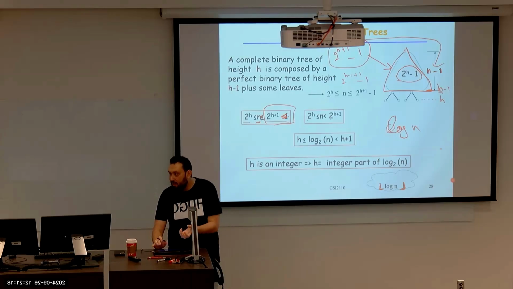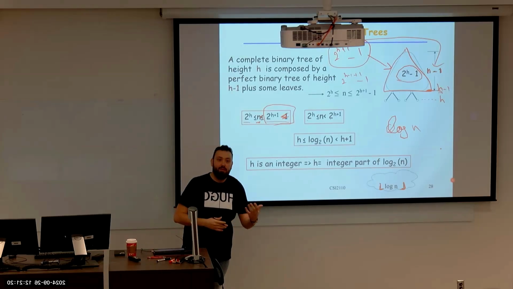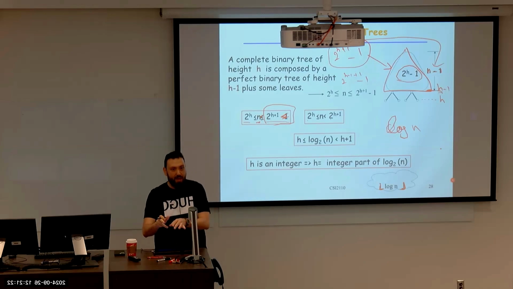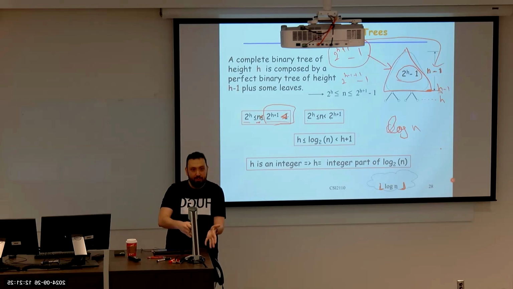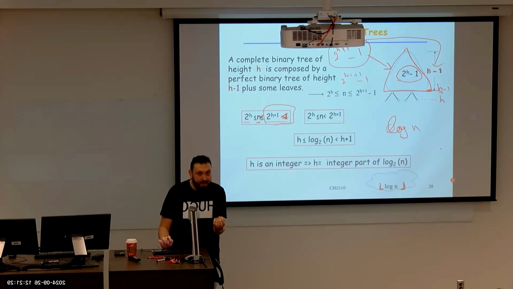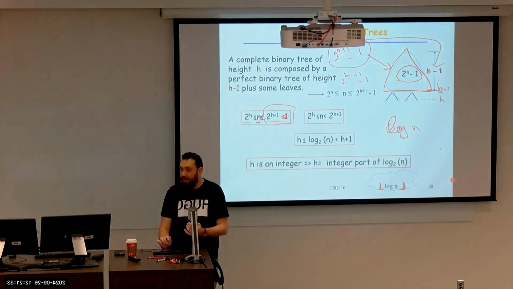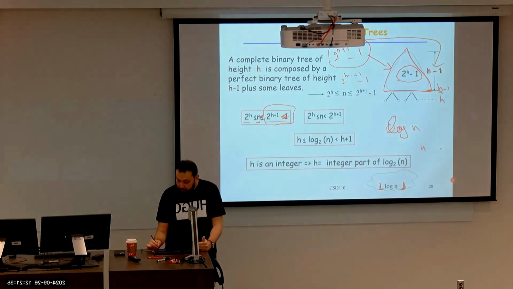Now, when you're using this in the midterm and in your life at programming, you're not going to think about how we got to the proof mathematically, but you will know that if I have a complete binary tree or a perfect binary tree, the height h is going to be log of n. So what does this mean?